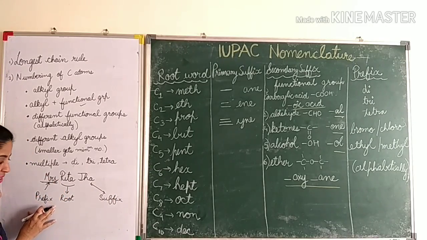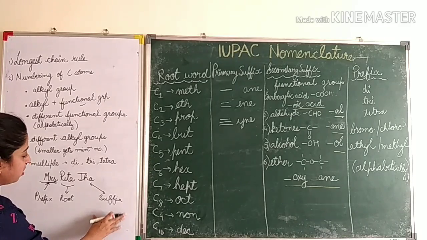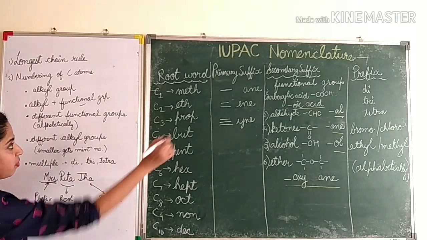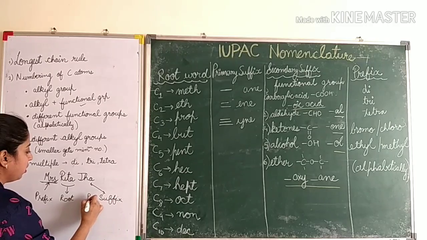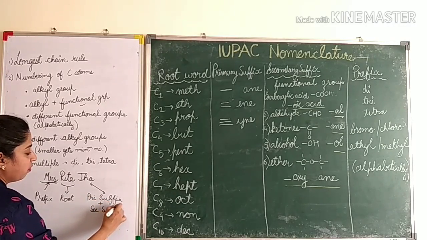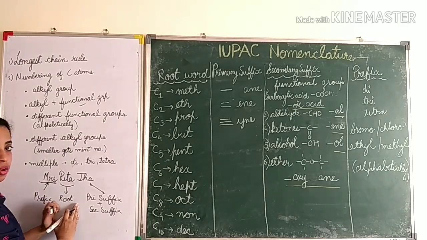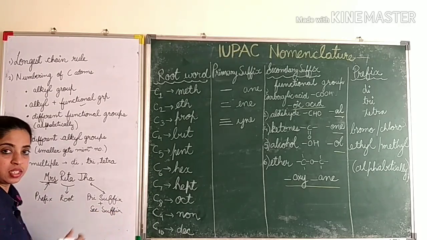तो सबसे पहले prefix आता है, फिर root word आता है और फिर आता है आपका suffix. So here suffix is divided into primary and secondary suffix. So primary suffix plus secondary suffix. This is how we will write someone's name. सबसे पहले हम prefix लिखेंगे IUPAC में, फिर root word और फिर suffix.